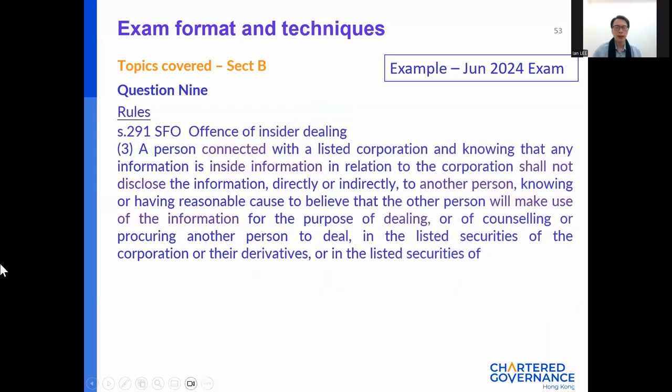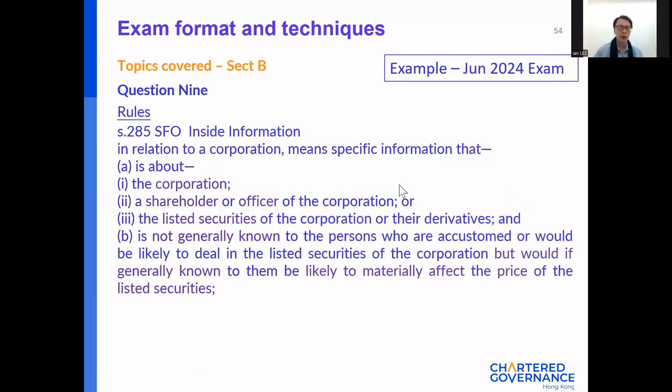This one is also relevant, I believe, is a person connected with a listed company knowing that any information is inside information shall not disclose the information to another person, knowing or having reasonable cause to believe that other person will make use of information for the purpose of dealing. So these two offenses, I think, is possible. Now, in order to analyze this situation to decide whether they have breached these sections or not, we need some definition. What do you mean by inside information?